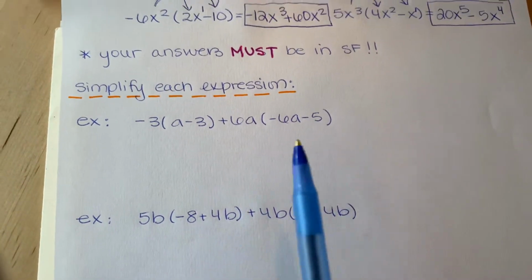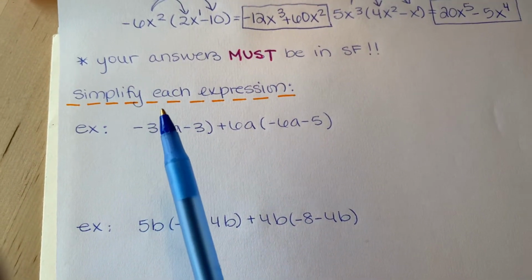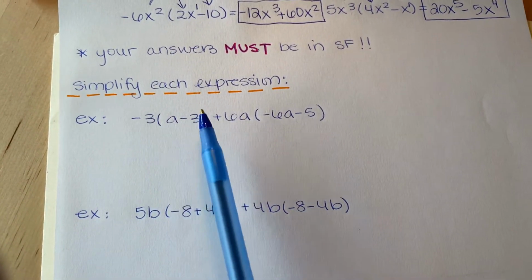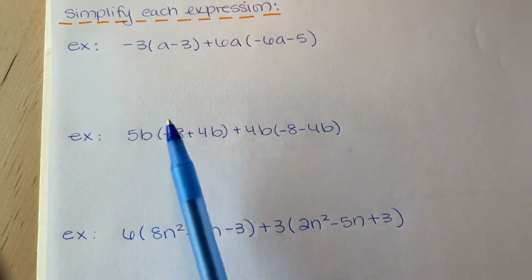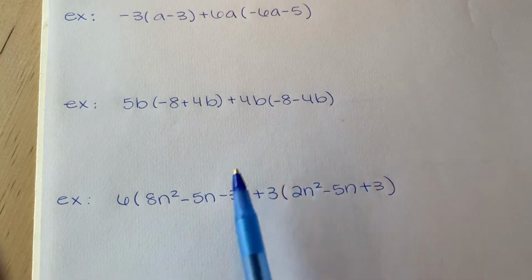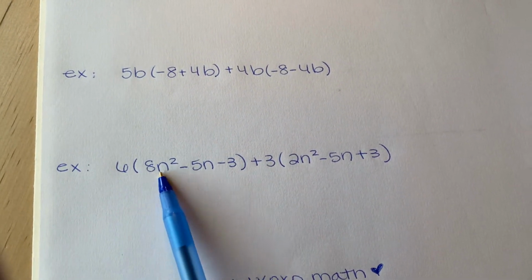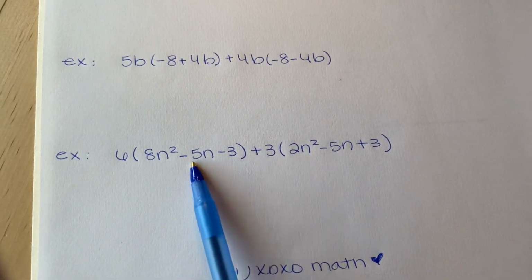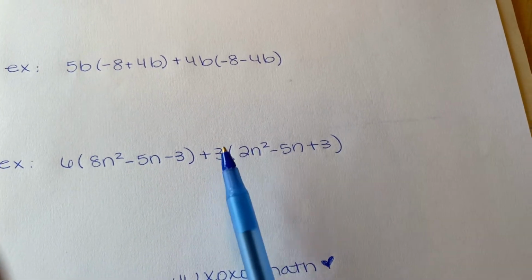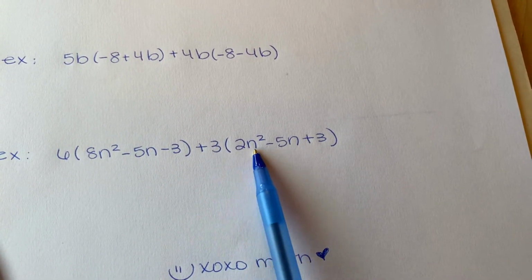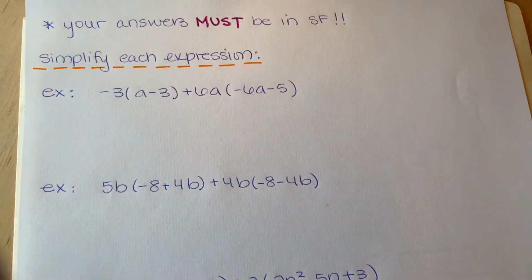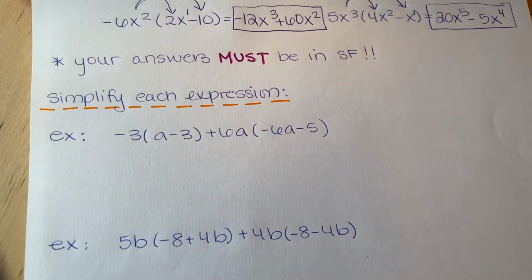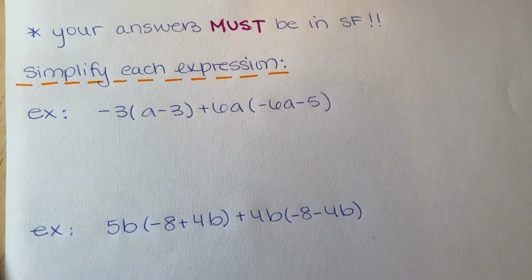Okay, so now let's simplify each expression. So here we go. We now have a monomial times a binomial times a binomial, and here I have a monomial times a trinomial, because there's 3 terms, monomial, 1 term, times a trinomial, 3 terms. So now we're going to clean it up, okay? So we're just getting you to understand now combining like terms.